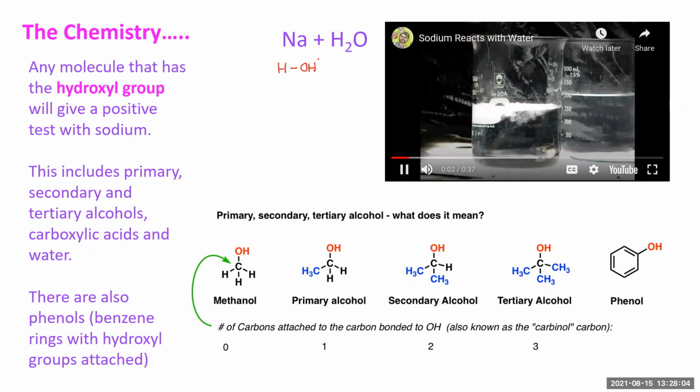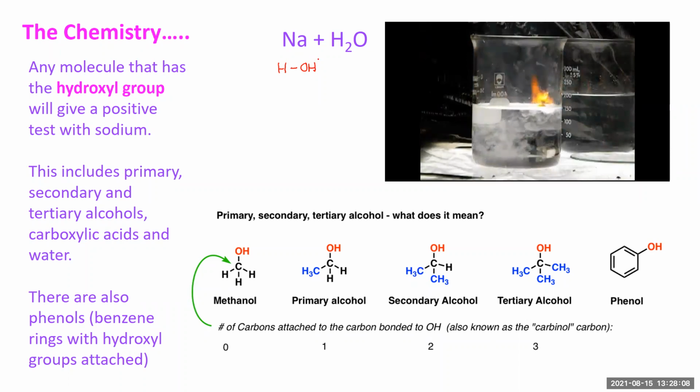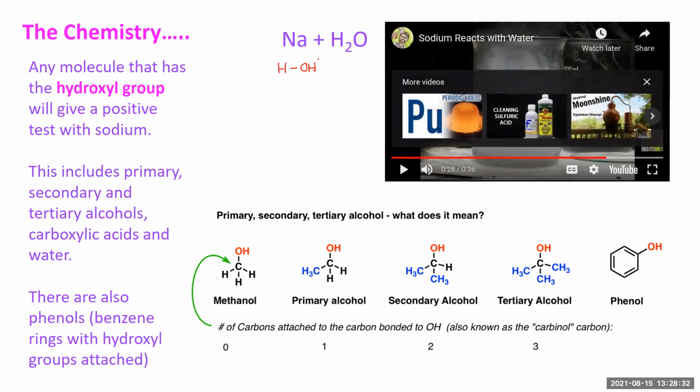So in this, we see some sodium being placed in a beaker of water, and immediately you can see the sodium fizzing around on the surface. In fact, the heat produced has become so great that the hydrogen gas being produced is igniting. You see the characteristic yellow sodium flame color there. So that reaction is being caused by the presence of the hydroxyl group.